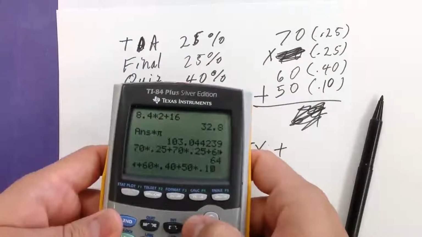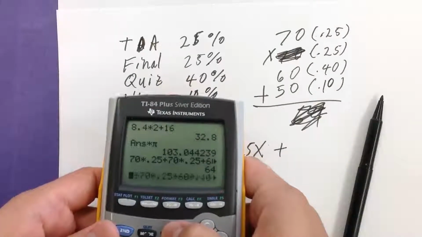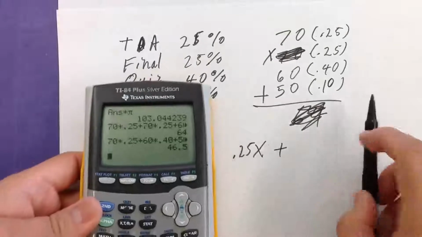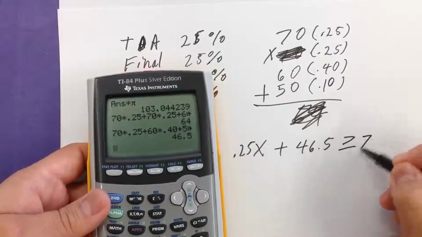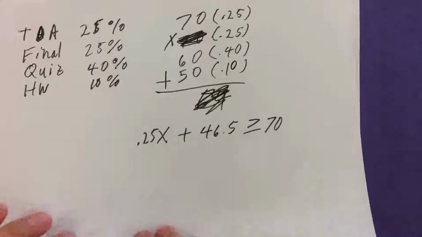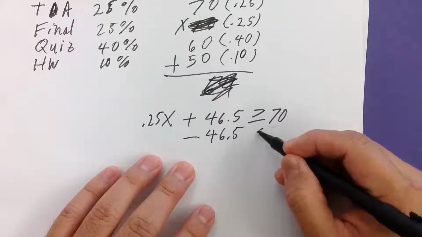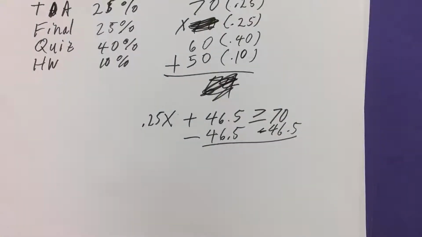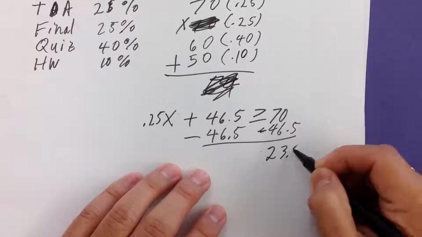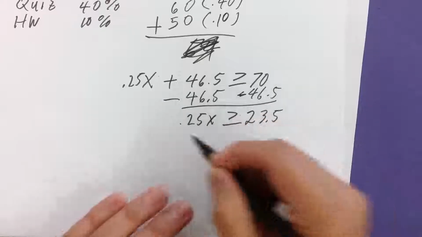The miracle of these calculators is that I can actually hit second enter, and that brings that. So 46.5 plus 0.25x is greater than or equal to 70. Then we solve this. Subtract 46.5 from both sides. So 70 minus 46.5 gives us 23.5 greater than or equal to 0.25x.